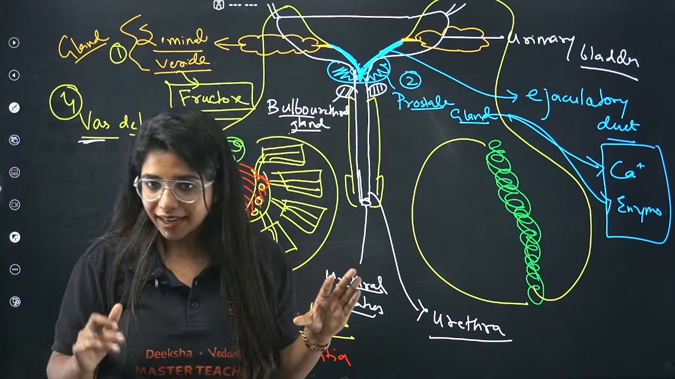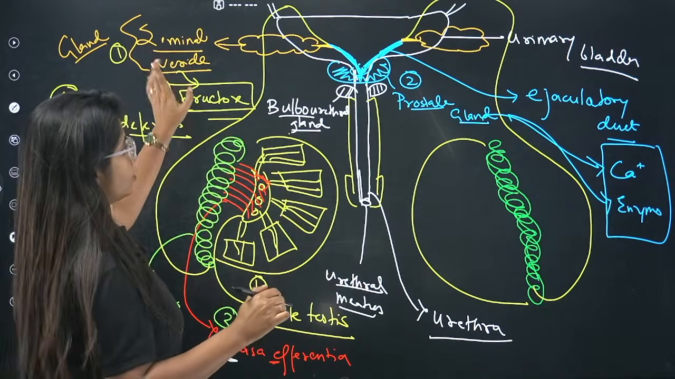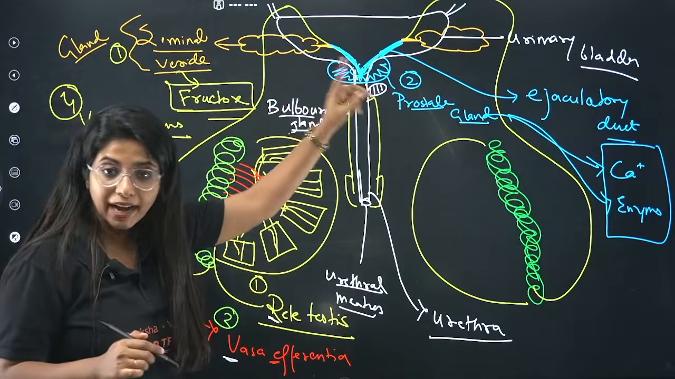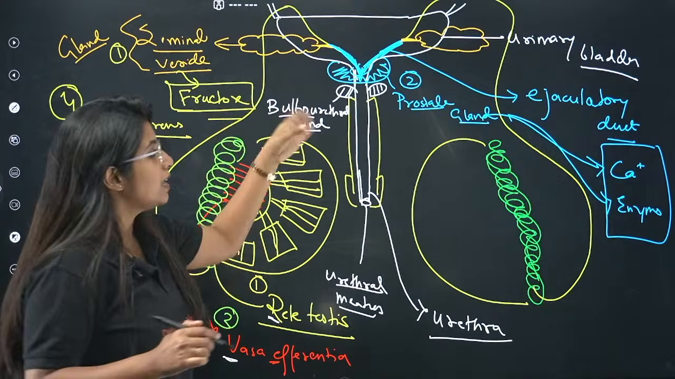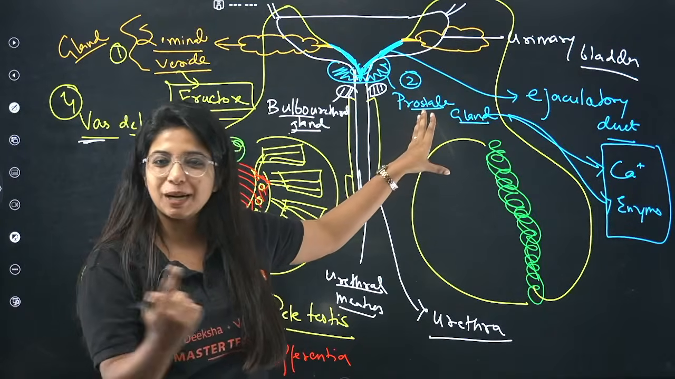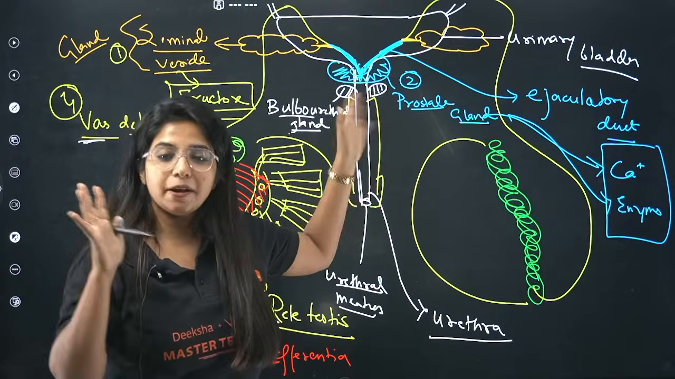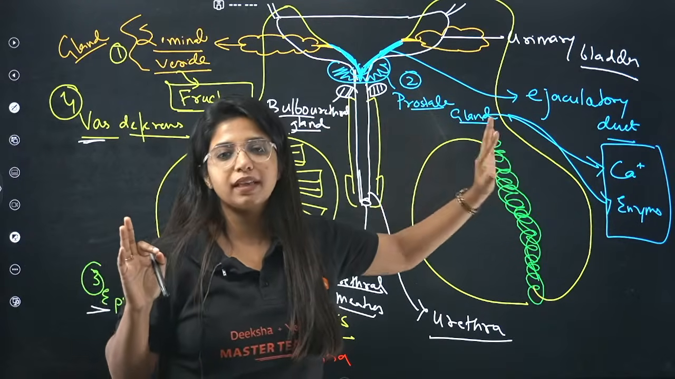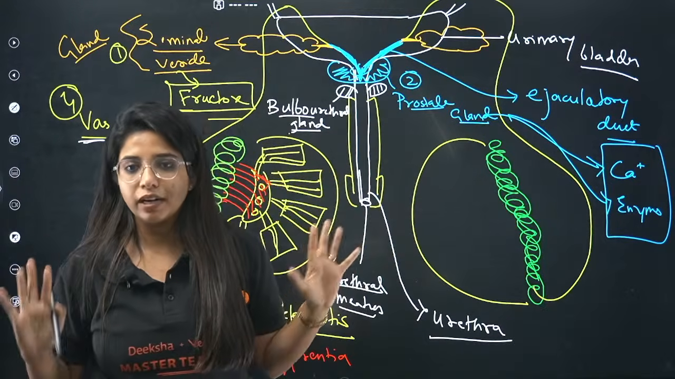Okay, so you have the seminal vesicle, which releases fructose. It is a paired gland, and it provides energy. Then you have the prostate gland. It is a donut-shaped gland. There is no pair; it is an unpaired gland. It releases calcium and enzymes, which are super important for fertilization to happen.